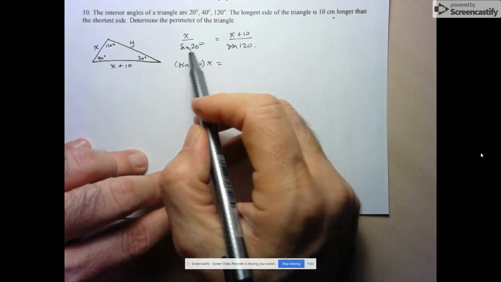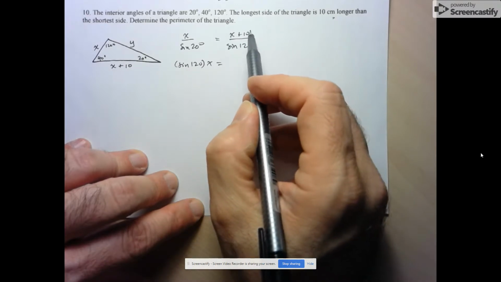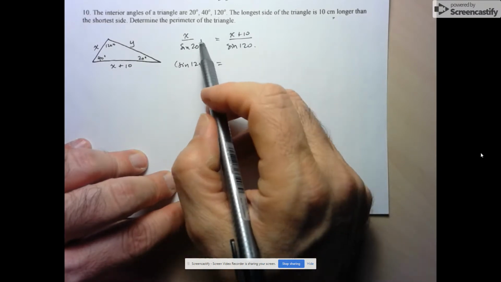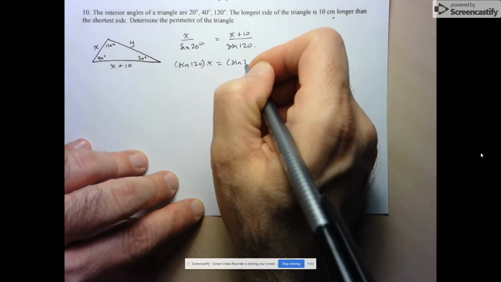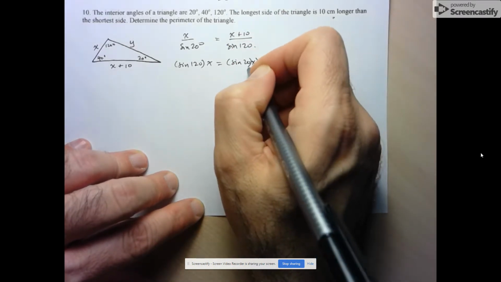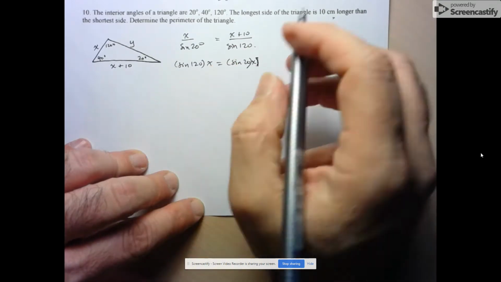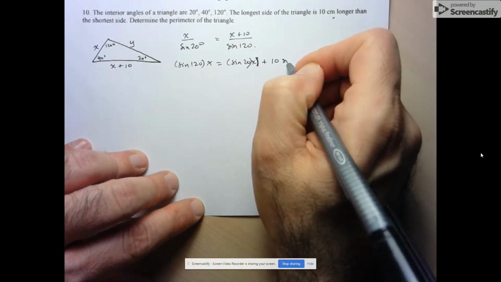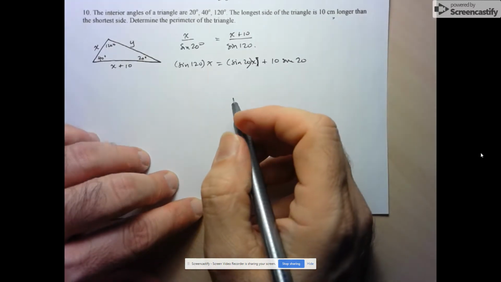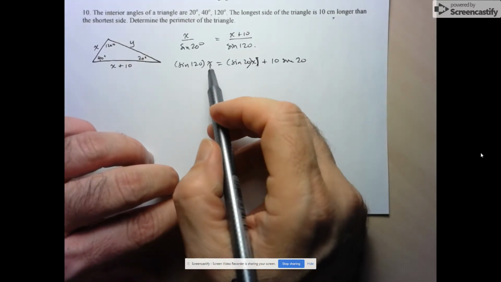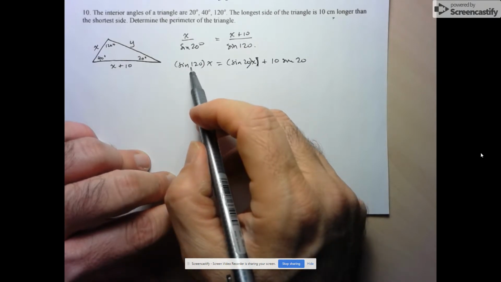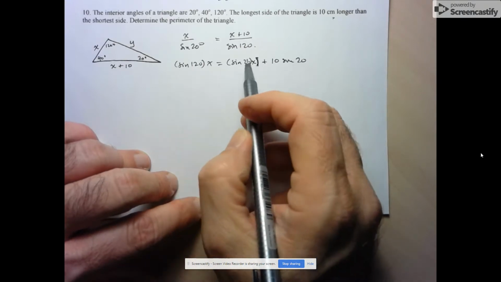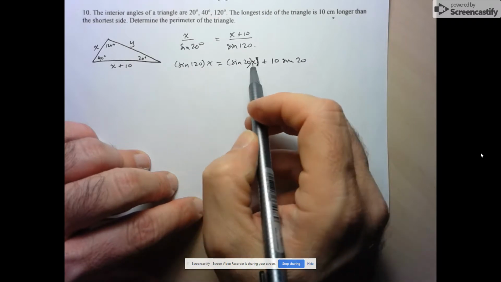This sine 20 is multiplying the whole numerator. So I have to distribute to the x and the 10. So it's sine of 20 times x. Whoops, I should have put the bracket there, plus 10 times sine of 20. Now you notice here in terms of convention, we usually like to put any coefficients in front of the variable. And remember, sine 120, sine 20, they're just numbers. They're the coefficients of x.